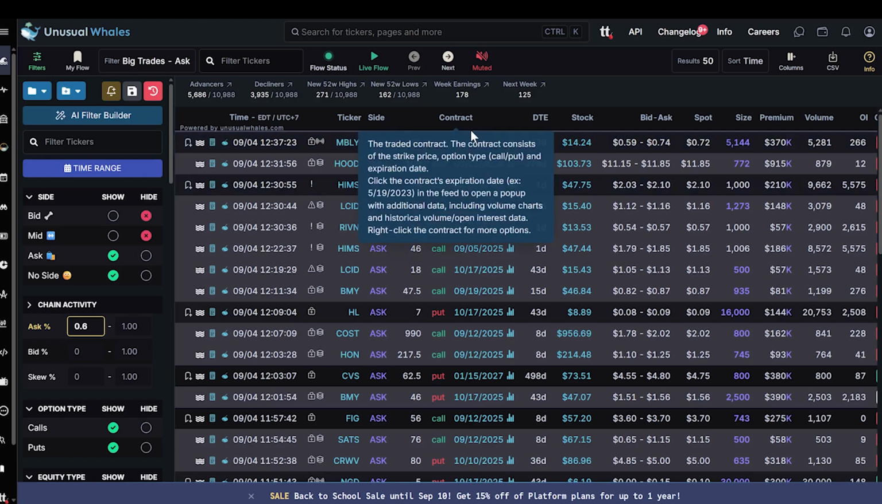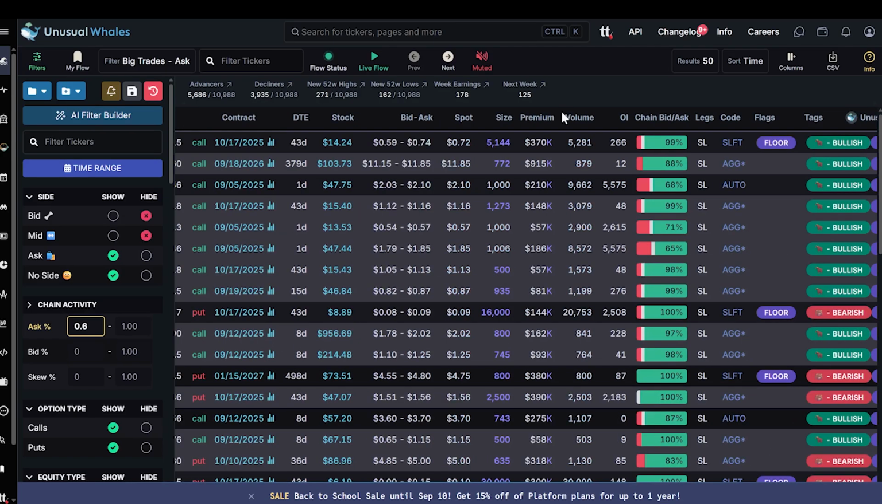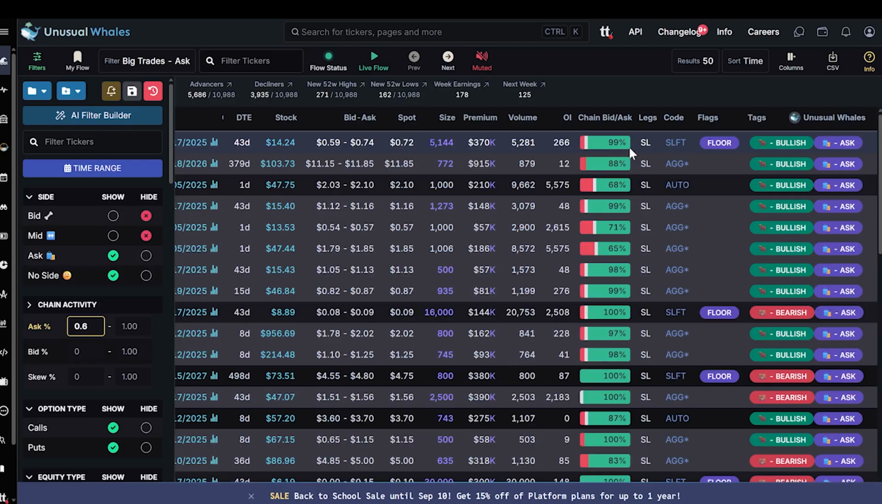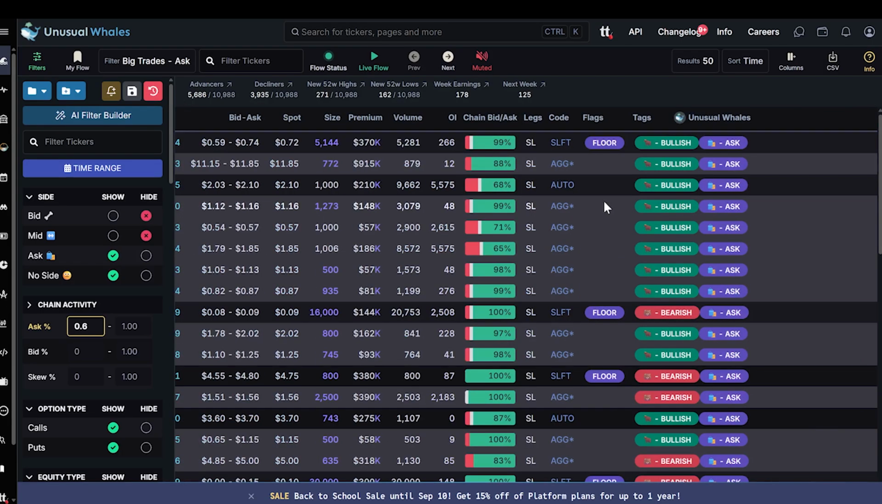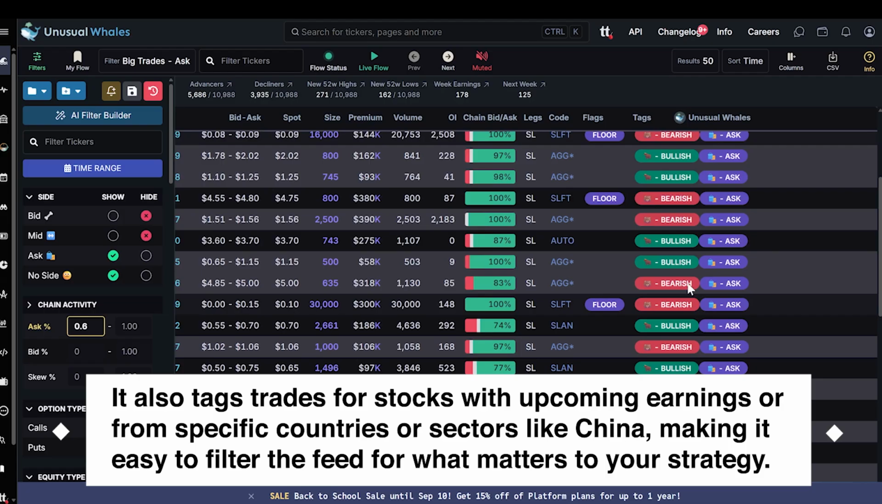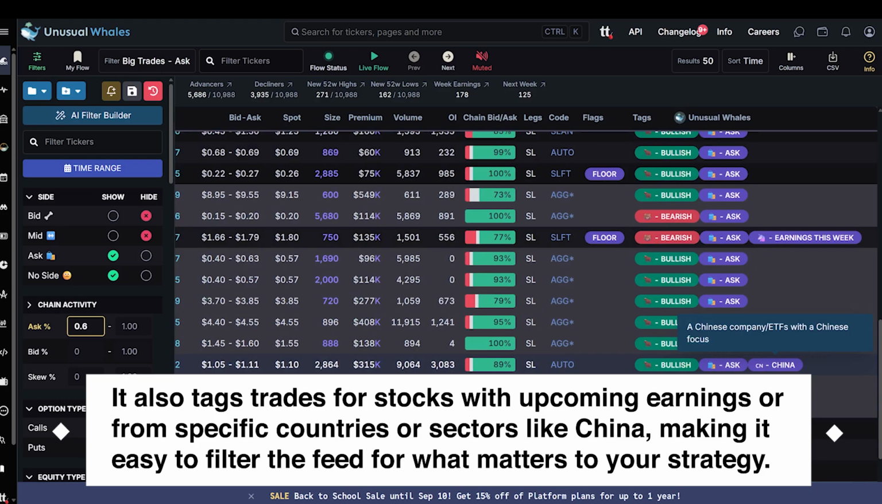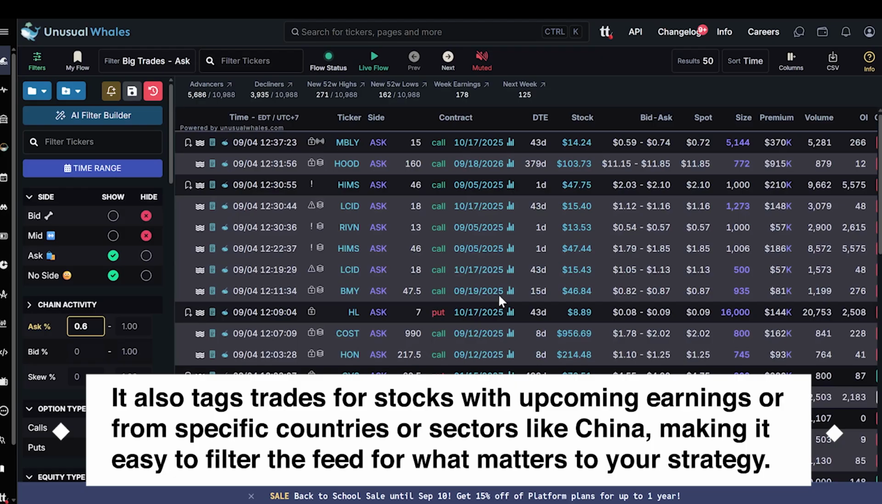You can see details about the contract being traded, including the day's expiration, its bid-ask spread, and its current spot price. You can see the size of the trade and the total premium, the volume versus open interest, as well as these tags and flags. So there's details about whether a trade is at the floor or it's a sweep trade. There's bullish and ask tags. There's also tags for stocks that have earnings this week or that are from specific countries or sectors like China. So it's a really nice way to quickly dive into the feed and separate out those trades that are relevant to your strategy.